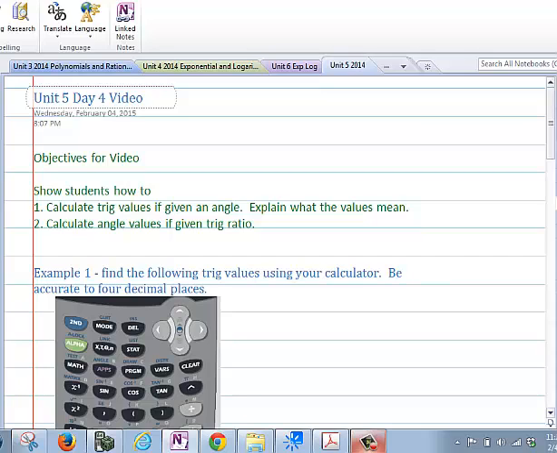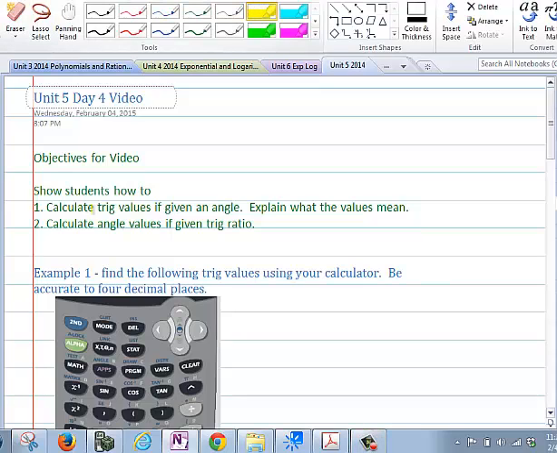What we're going to do today is I'm going to talk about two objectives. The first objective is how to calculate trig values if we give you an angle, and I want to explain what that actually means. The second set of problems will be how to find what angle values you have for the triangle if we give you a trig ratio. So these are kind of opposites of each other.